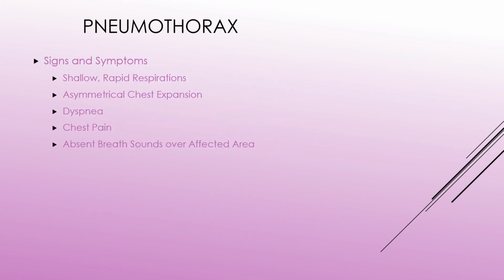Let's go back a little bit and talk a little more in depth about that pneumothorax we talked about. So the pneumothorax, as I said, is when air enters the thoracic cavity. So what are some signs and symptoms that we could see? This could be shallow, rapid respirations, asymmetrical chest expansion, dyspnea, chest pain, absent breath sounds over the affected area, and bleeding.